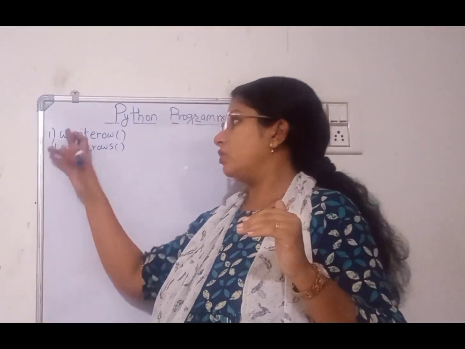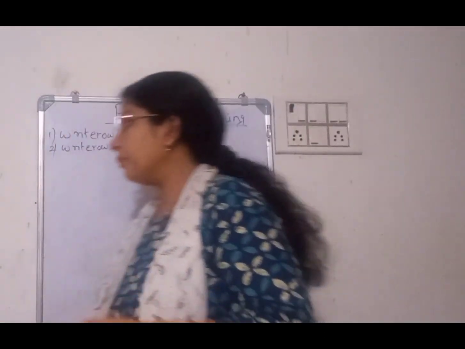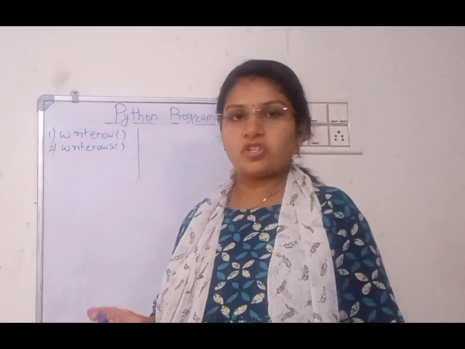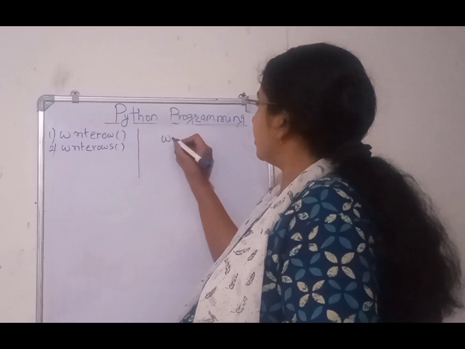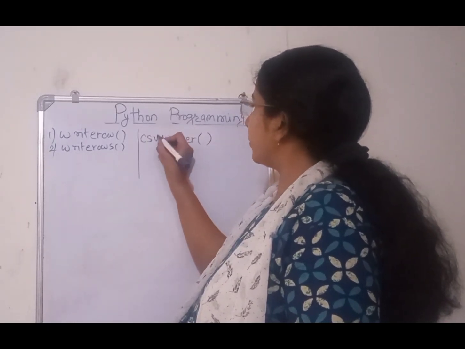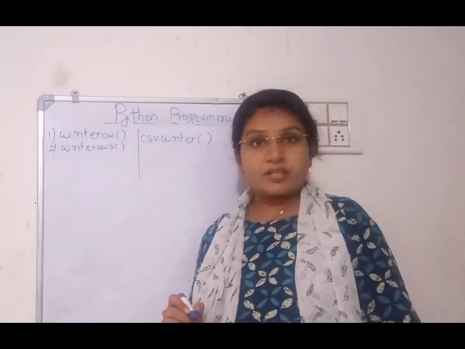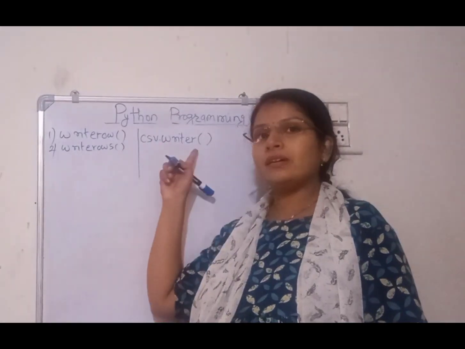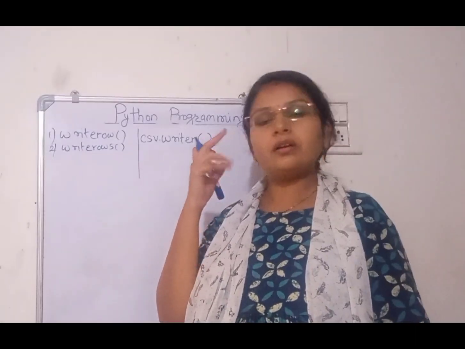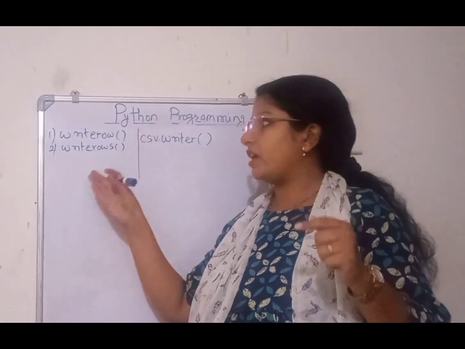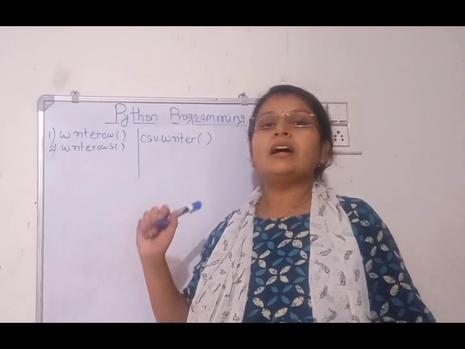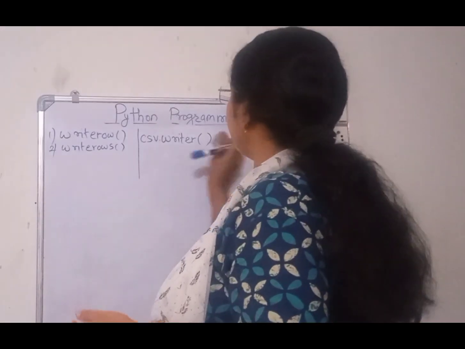To create the writer object, again the method is writer. You are calling the writer method by the CSV extension, so csv.writer, right? And then you are saving the data object using this writer method. So let's see the example.